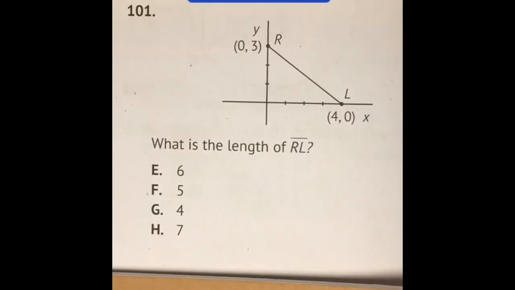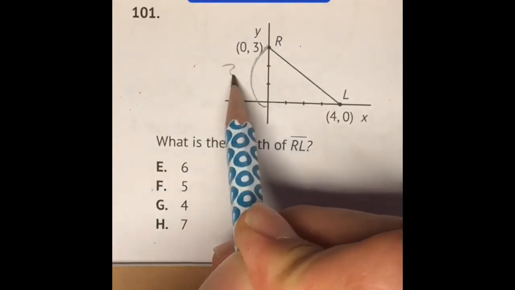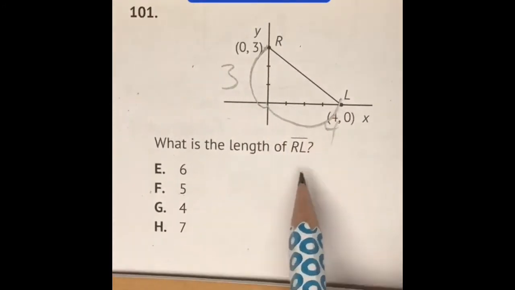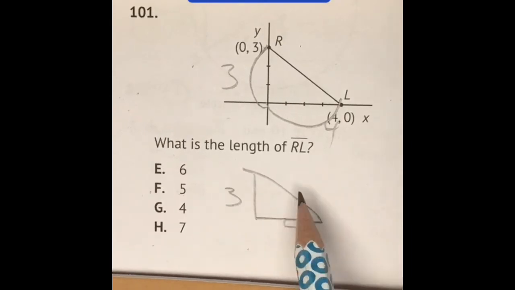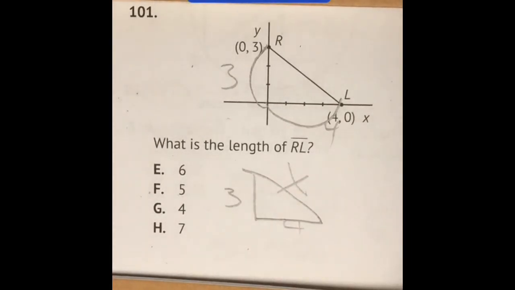What is the length of RL? Alright, so we know that from here to here is 3, and from here to here is 4. So we have a 3, 4, and x. And because of the Pythagorean theorem, we know that there's this thing called a 3, 4, 5 triangle, so this is 5.